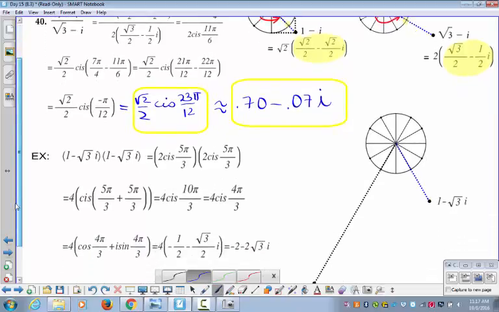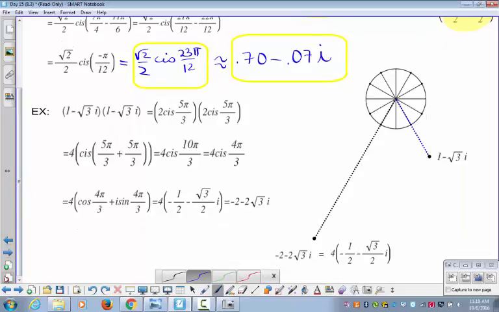All right. One more. Let's do a multiplication one now. So here we are squaring 1 minus root 3i. We have 1 minus root 3i multiplied by 1 minus root 3i. So we need to convert that to trigonometric form. That's jumping out at us, the 12-sector circle. And 1 minus root 3i is down here. That's in quadrant 4.